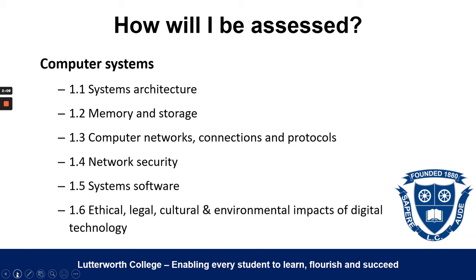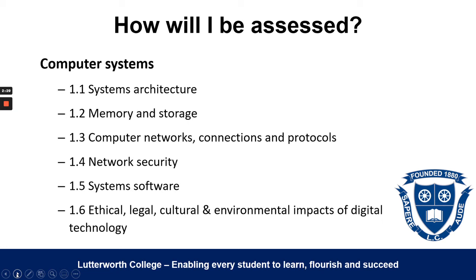Then we've got computer networks, connections and protocols. So this would be how the internet works, LANs and WANs, the protocols, so the rules and standards that we use for communication to take place. Following on from that, we'll have network security. So how do we protect data? So this will be looking at your viruses, encryption.